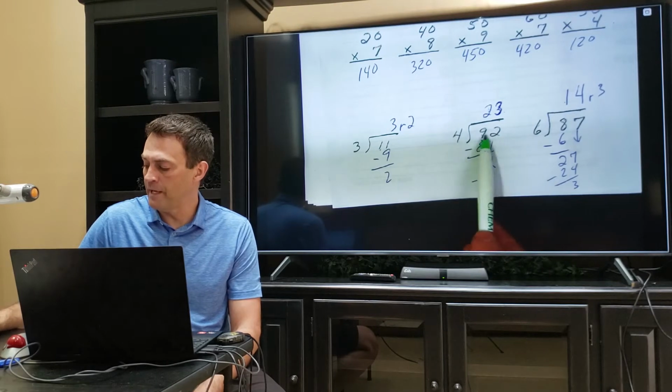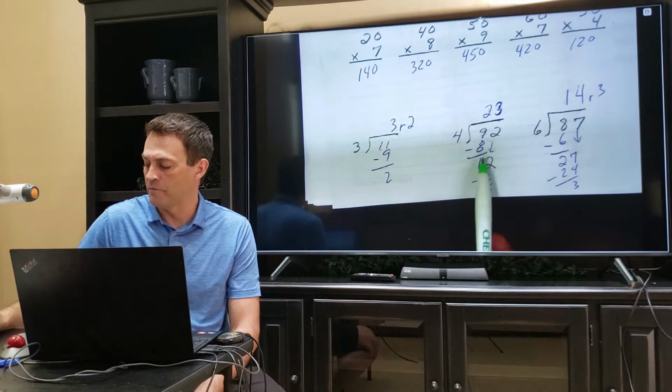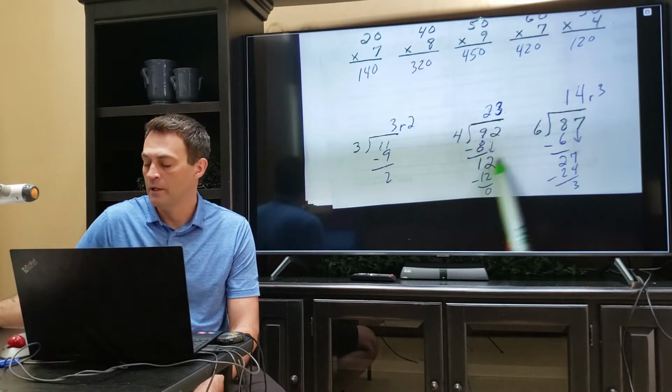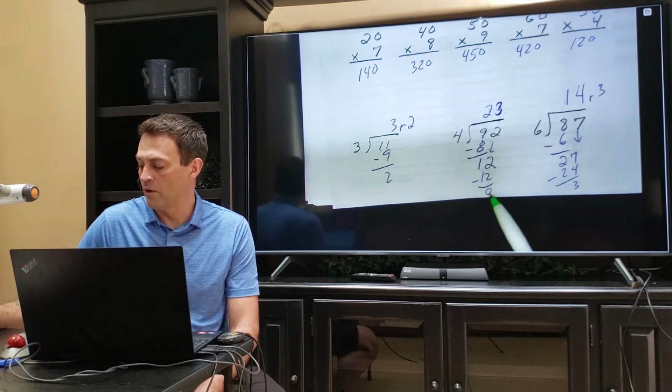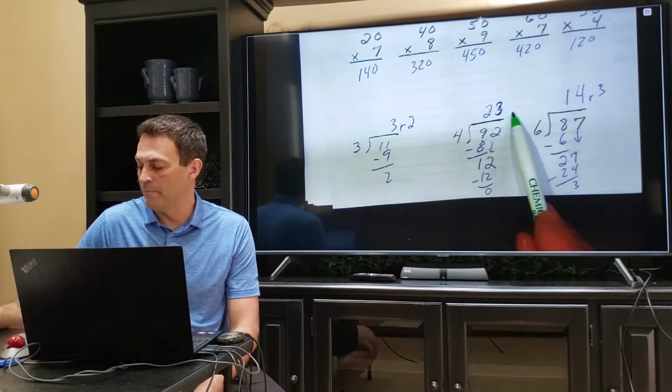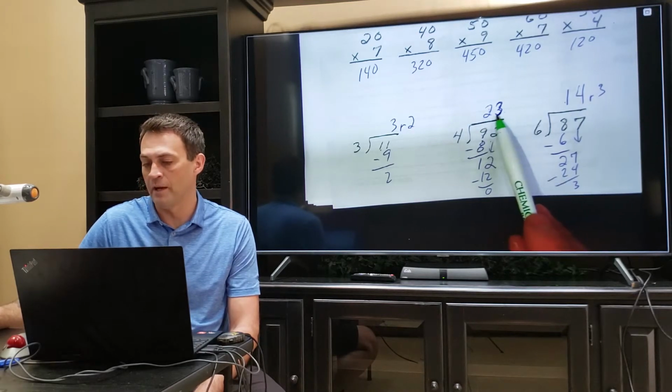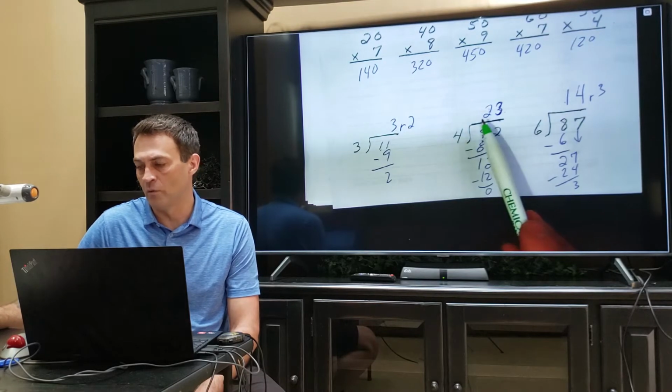Here we have 92 divided by 4. Well, 4 can fit into 9 2 times. 2 times 4 is 8. 9 minus 8 is 1. Bring down the 2, which gives us 12. 4 goes in 12 3 times. 3 times 4 is 12. 12 minus 12 is 0. When your remainder is 0, you don't need to put it up here. So it's just plain old 23. So 4 fits evenly into 92.